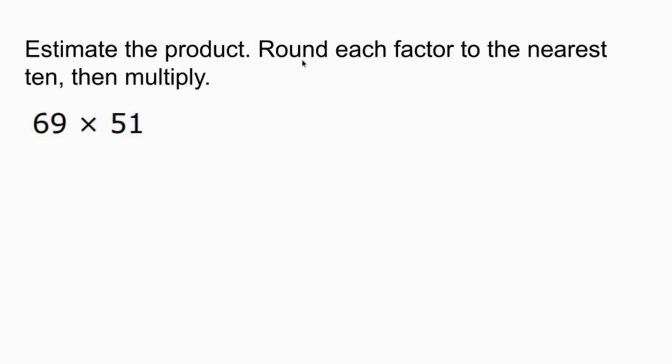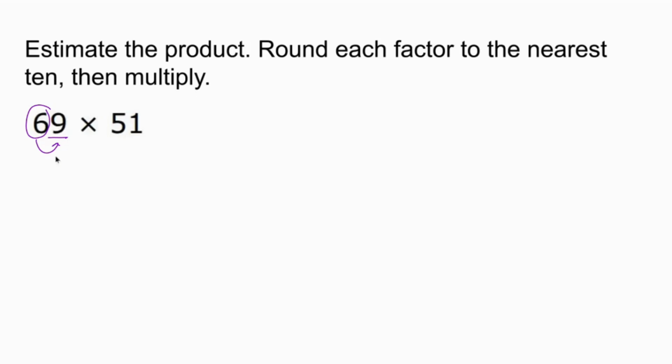Estimate the product, round each factor to the nearest 10, then multiply. All right, so if we're going to round 69 to the nearest 10, here's our 1's place value, here's our 10's place value, so we're focusing on the 6, and we look at the number to the right of 6. 5 or above, give it a shove. 4 below, let it go.